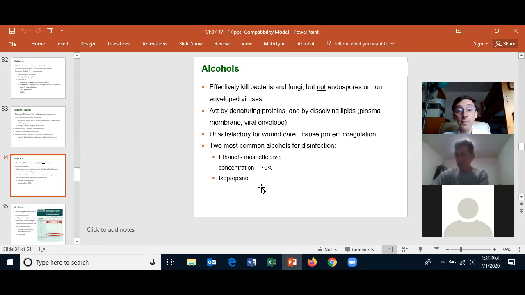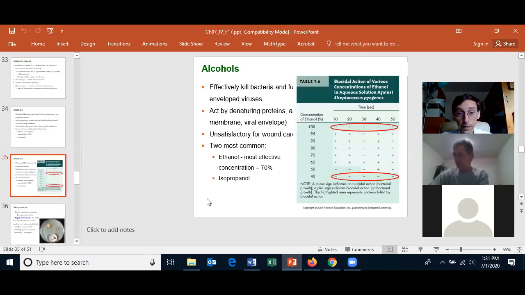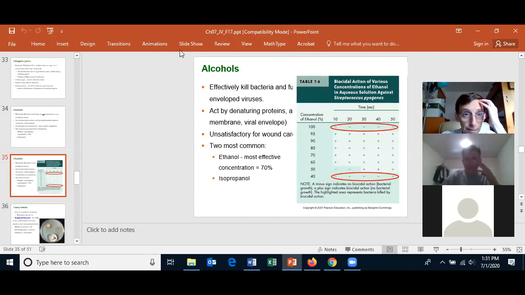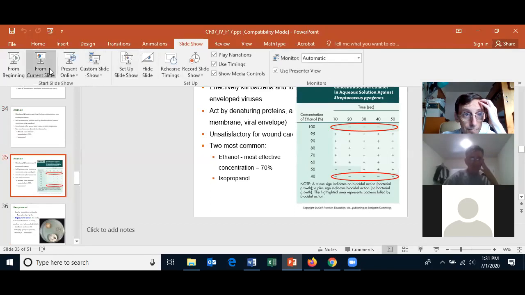The two most common alcohols for disinfection are ethanol and isopropanol. The most effective alcohol concentration is 70%, meaning 70% alcohol works best. And that's true for isopropanol and ethanol. And let me see if I can show this a little better.